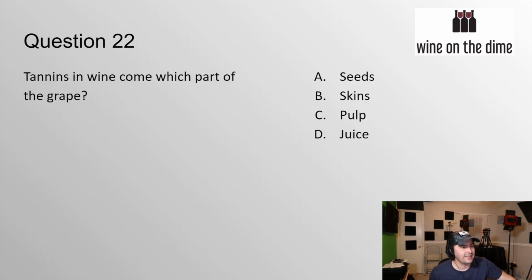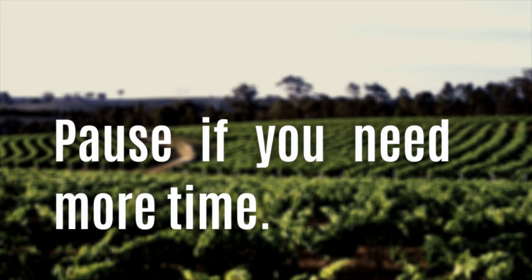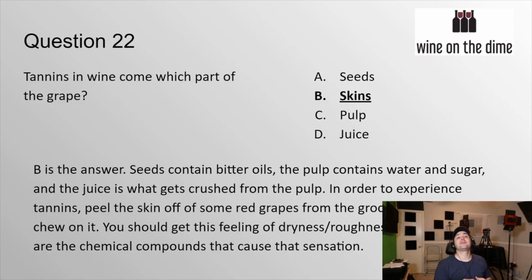Question 22. The tannins in wine come from which part of the grape? A, the seeds, B, the skins, C, the pulp, D, the juice. B. So the answer is skins.